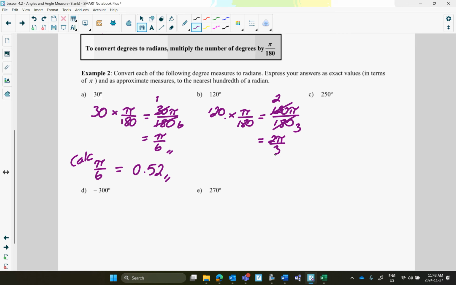And then if I want to go approximate decimal, I just punch this in: 2 times the pi key, divide by 3 on my calculator, round it to 2 decimal places. This time I'm going to get about 2.09. Which makes sense because 120 is in the second quadrant if you measure it on a coordinate grid. And over 2 radians goes into the second quadrant.